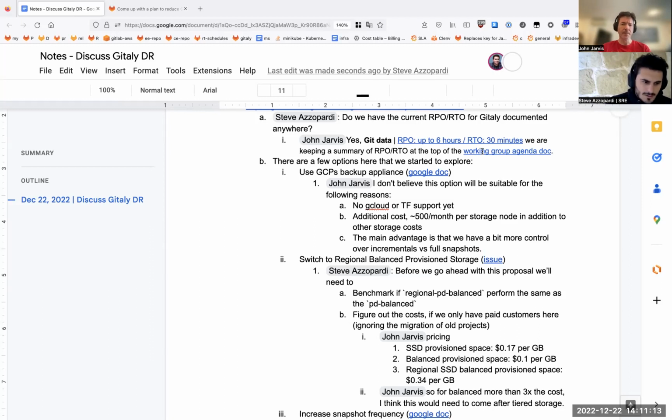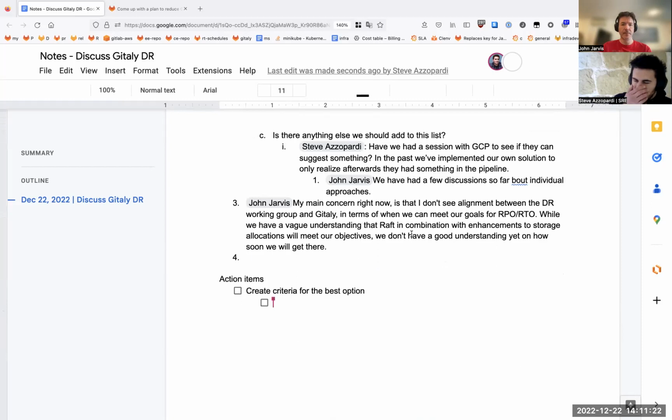So, the action items, I'm writing down something. If you scroll down a little bit from your screen, maybe we need to create some kind of criteria for the best option, right? Which would be cost for the current utility fleet. So let's say, for example, the backup appliance is going to cost us X amount of dollars per month with the 100 utility nodes that we have right now, right? RPO, RTO.